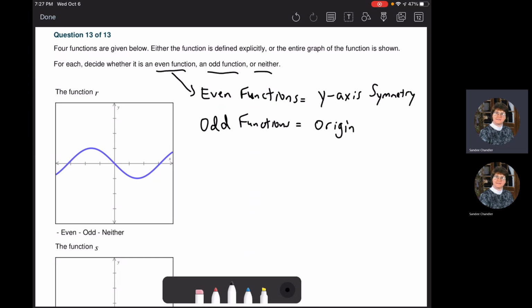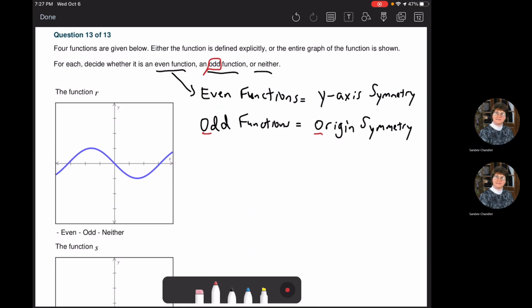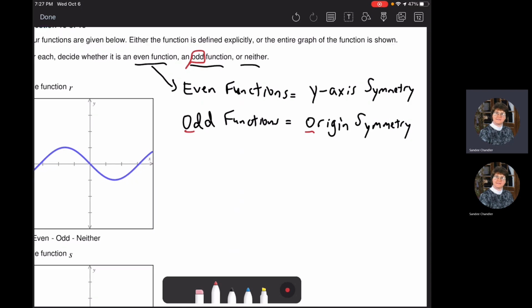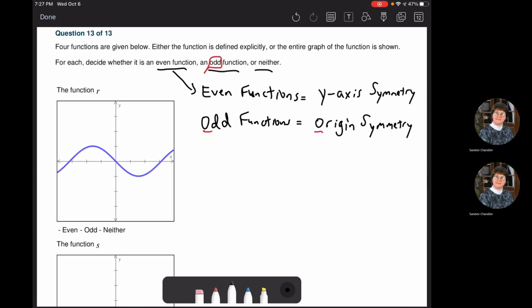There is no x-axis symmetry in a function because it wouldn't pass the vertical line test. And the way I remember which one's which is odd starts with an O, and so does origin. They both have O's. Then the other one's even. That is how I remember that.